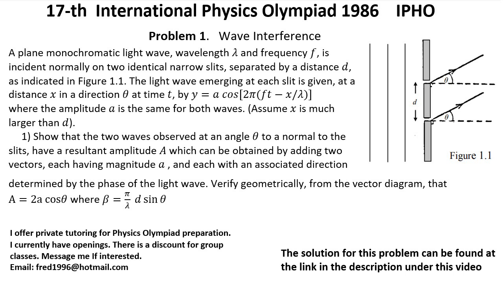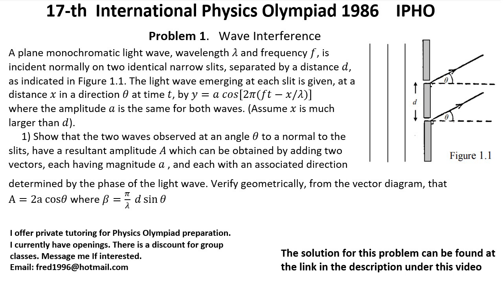Problem 1. Wave interference. A plane monochromatic light wave, wavelength lambda and frequency f, is incident normally on two identical narrow slits, separated by a distance d, as indicated in Figure 1.1. The light wave emerging at each slit is given, at a distance x in a direction theta at time t, by y equals a cosine 2 pi (ft minus x over lambda), where the amplitude a is the same for both waves. Assume x is much larger than d.